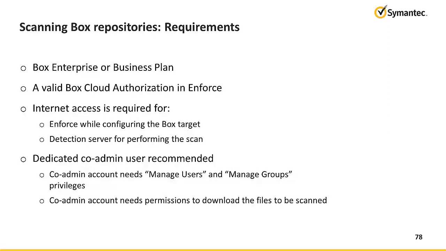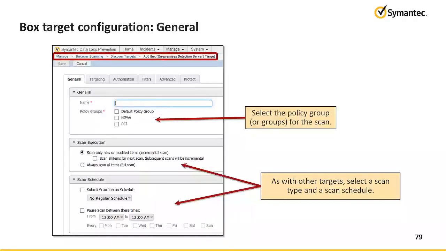To use Cloud Storage Discover to scan Box, the following is required: a Box Enterprise or Business Plan account, a Box Cloud Authorization in Enforce, Internet access for the Enforce server during the configuration of the target, and Internet access for the Network Discover Cloud Storage Discover server while scanning Box. Additionally, it is recommended that you have a dedicated co-admin user account under which to run scans. This user will need Manage Users and Manage Groups privileges, as well as permissions to download the files to be scanned. As with other Symantec DLP scan types, you must configure one or more targets to govern scans of Box.